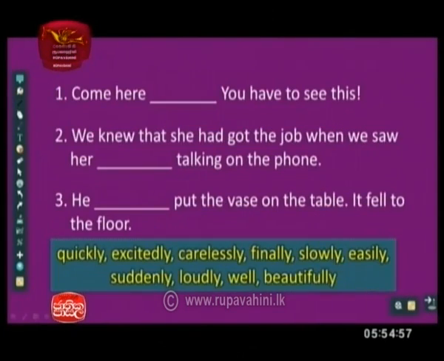Now let us move on to the first one. Come here, you have to see this. So what is the correct one? Come here quickly. You have to use this one. Come here quickly, you have to see this. It is an adverb of manner.